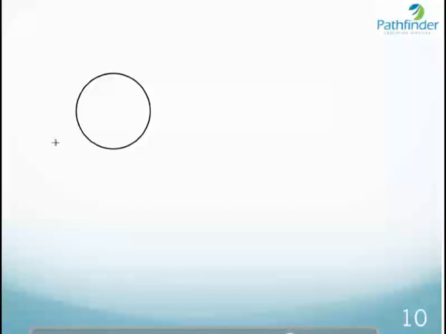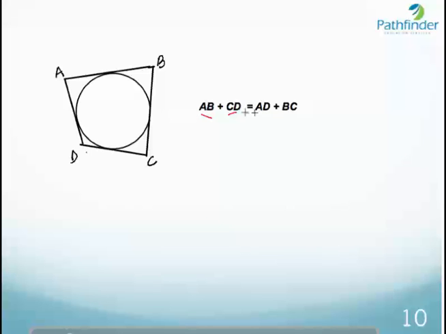Another important point to mention here is, because the tangents drawn from an external point are equal, if there is a quadrilateral that circumscribes a circle, say quadrilateral ABCD, in this case we can see that the quadrilateral clearly circumscribes the circle. The sum of opposite sides must be equal. So AB plus CD must be equal to AD plus BC.